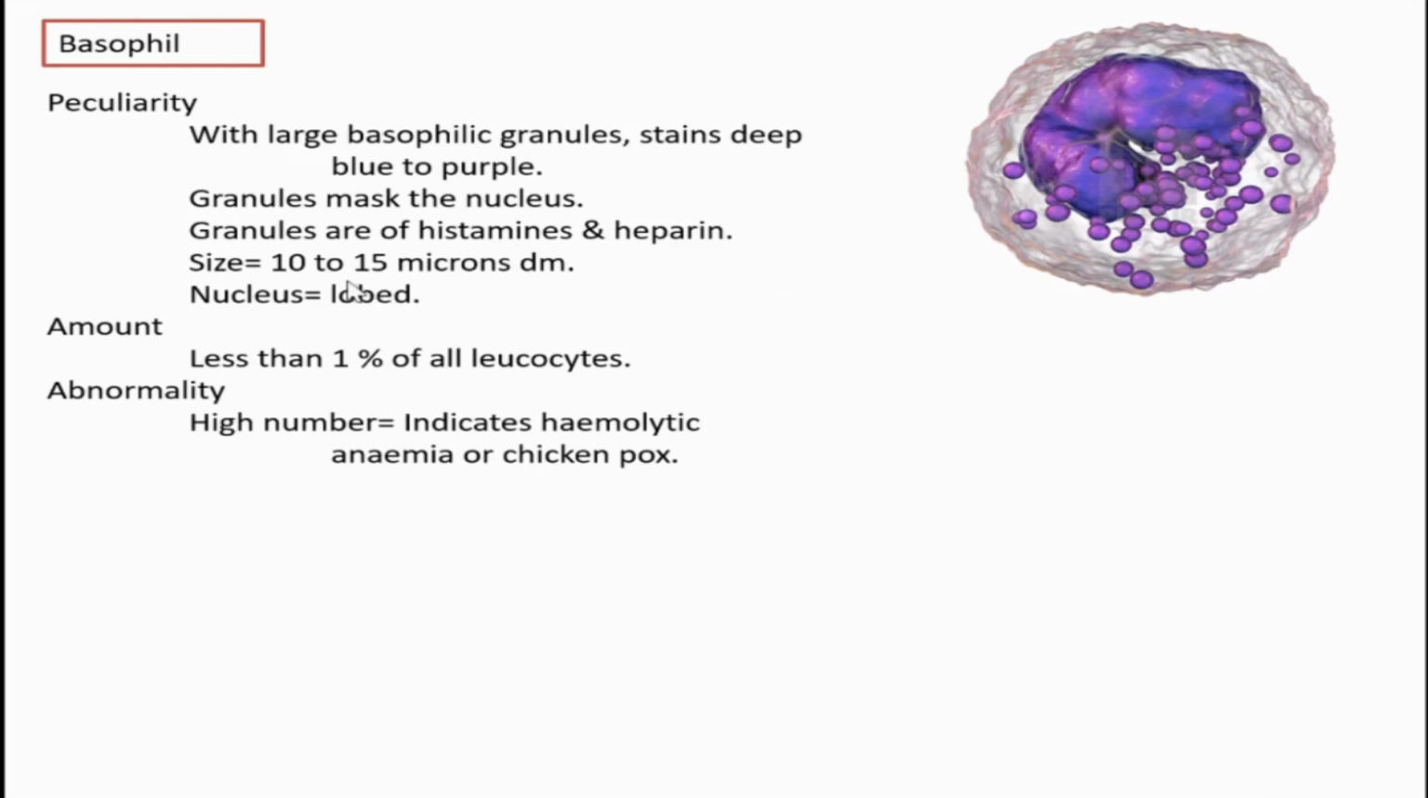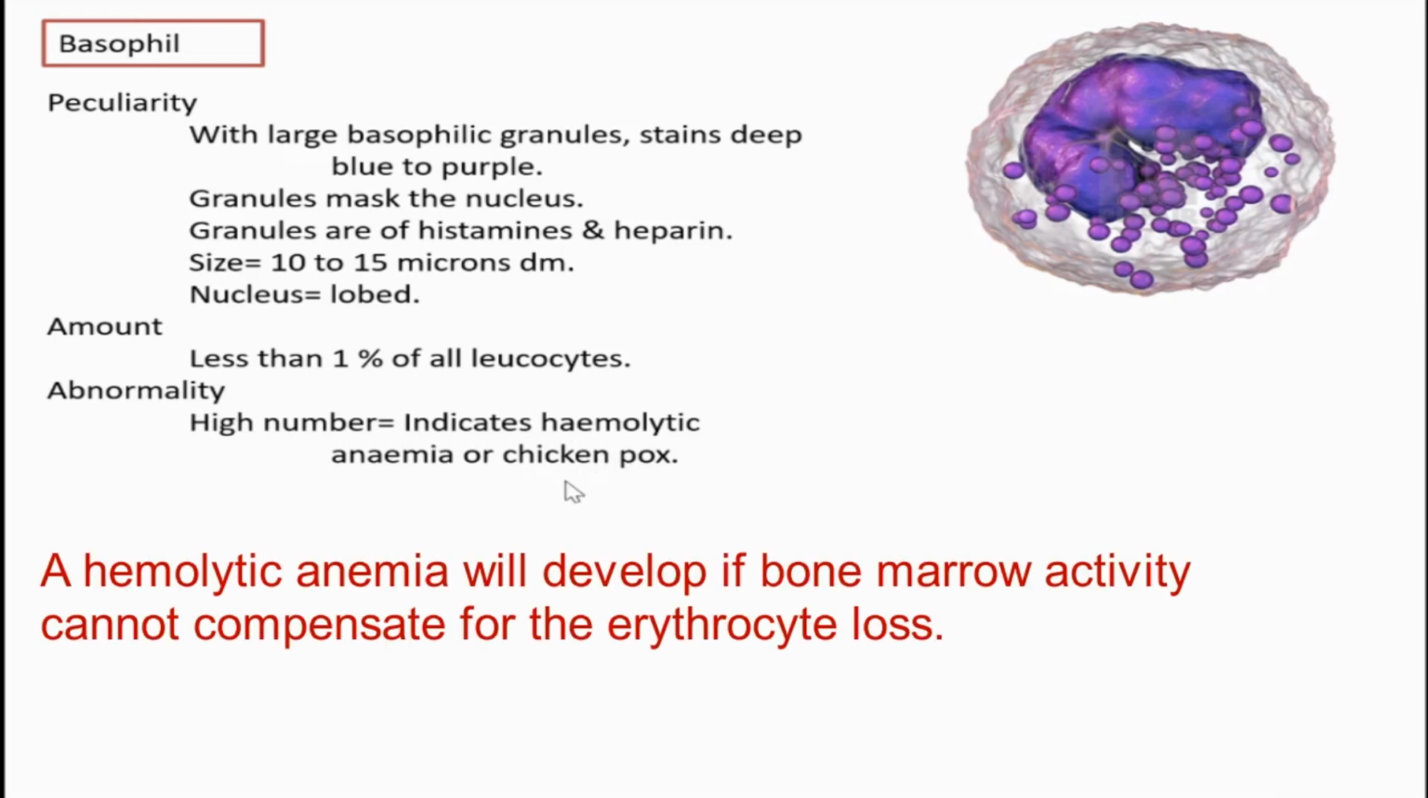So its size is 10 to 15 micron diameter, and its granules contain histamine and heparin, and its amount is less than 1% in the total leukocyte count. And abnormal conditions: when its number is high, it indicates hemolytic anemia or chicken pox.